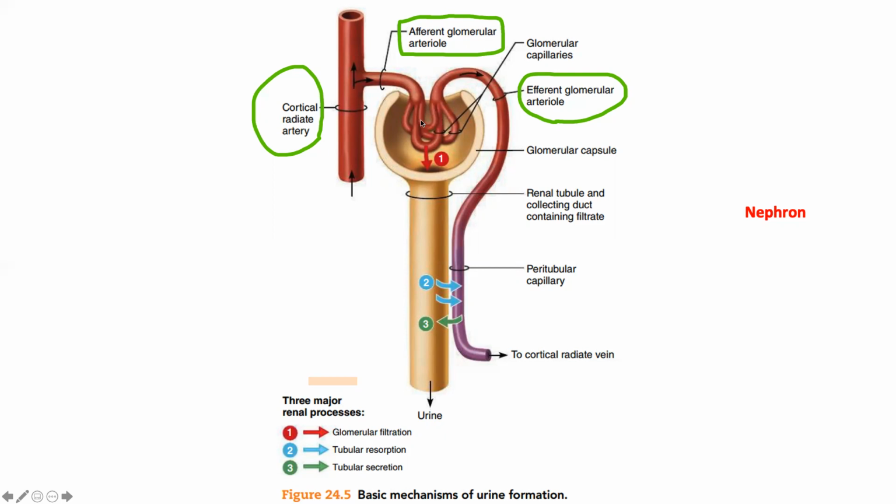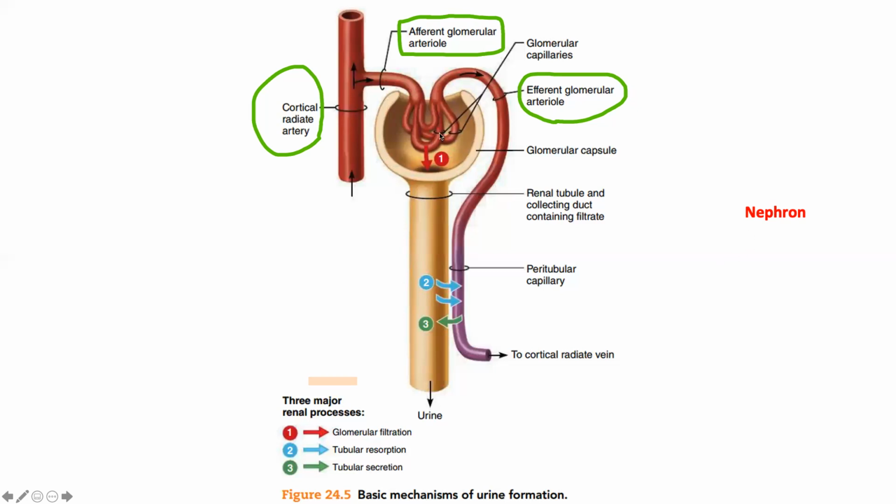And here we have our glomerular capillaries, which are inside the glomerular capsule. That is one portion of the kidney, which consists of the glomerular capillaries and the glomerular capsule, or in other words, Bowman's capsule. The combination of this capillary and capsule is called the renal corpuscle. The renal corpuscle plus the tubular portion of the kidney forms the nephron.